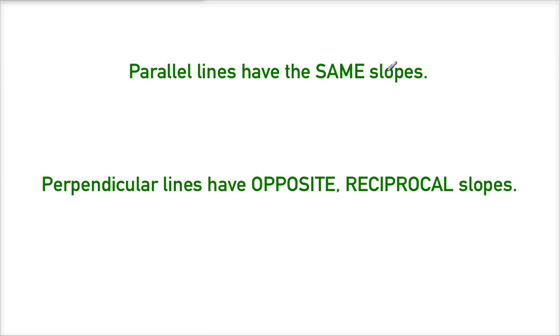Parallel lines have the same slopes. So if the slope of one line is 1/5, a line parallel to it will have a slope of 1/5 as well. Perpendicular lines, so lines that cross each other in 90-degree angles, have opposite reciprocal slopes. Opposite means the sign changes from positive to negative or vice versa, and reciprocal means in the fraction, the top and the bottom numbers switch places. So for example, if the slope of one line is 2/3, the slope of a line perpendicular to it will be -3/2.